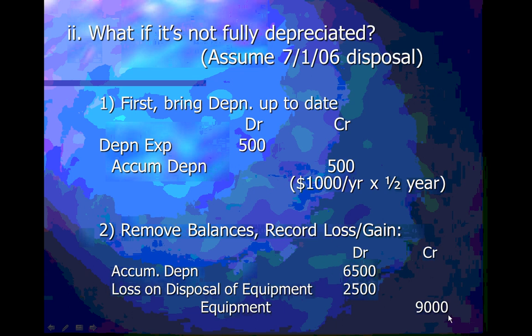If I put that there, you can figure out what the gain or loss is by subtracting the debits from the credits. Okay, I need another 2,500 here. It wasn't fully depreciated. I didn't get any cash, so it's a loss. Okay, so that's a slightly more complicated situation of getting rid of an asset.